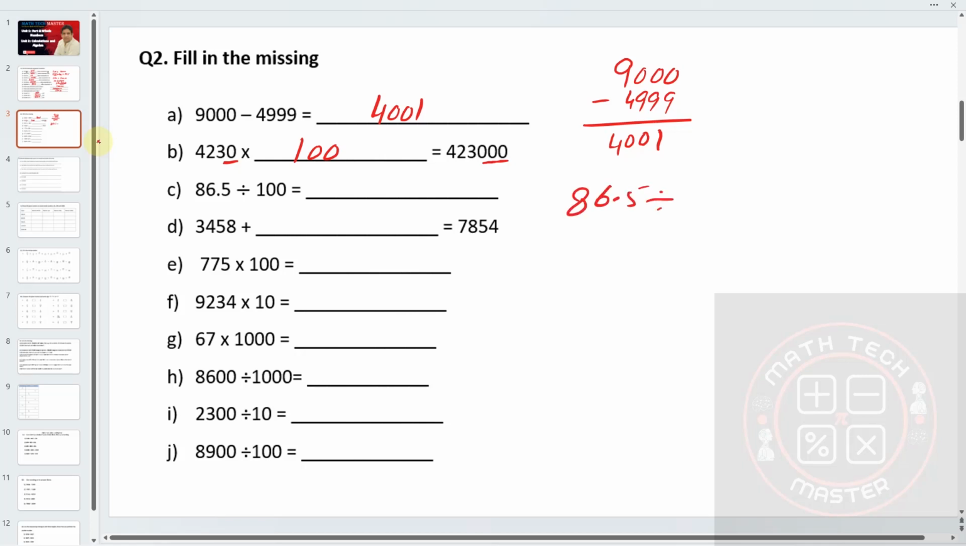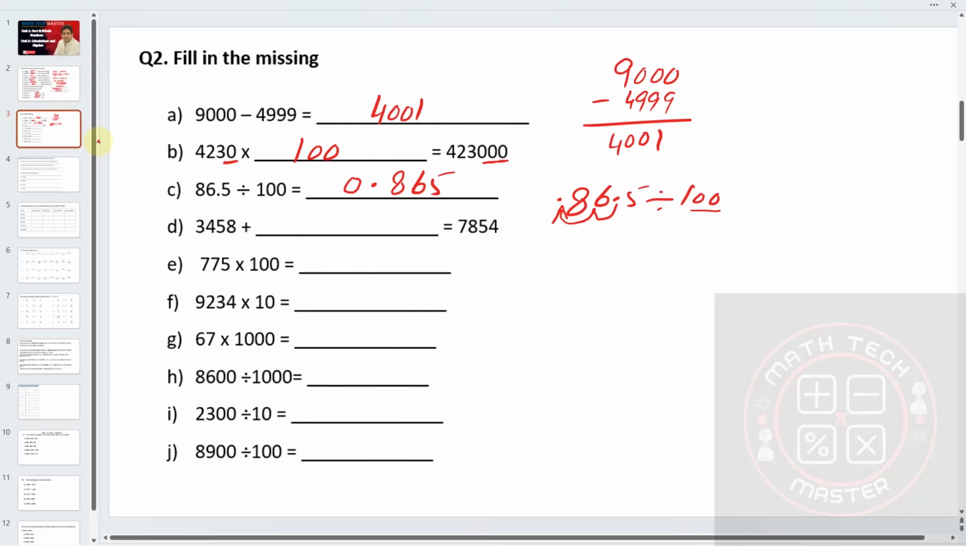Now coming to the division, 86.5 divided by 100, it is the inverse case. So what will we do? We will move the decimal point backward, or we can say to the left side. In 100 there are two zeros, so we will move the decimal two steps backward, so it will be 0.865. The decimal is at the beginning, so we have to put a leading zero at the beginning. Now this question is also a very simple mathematical calculation.